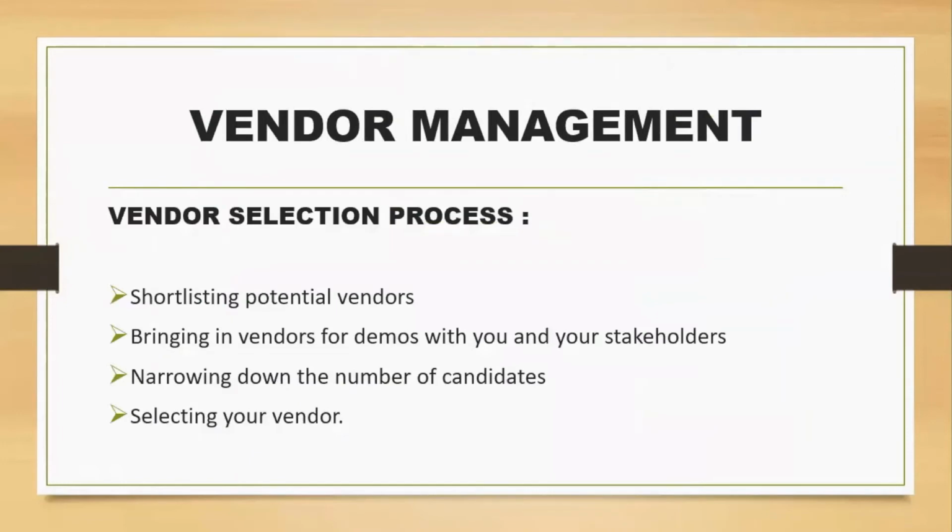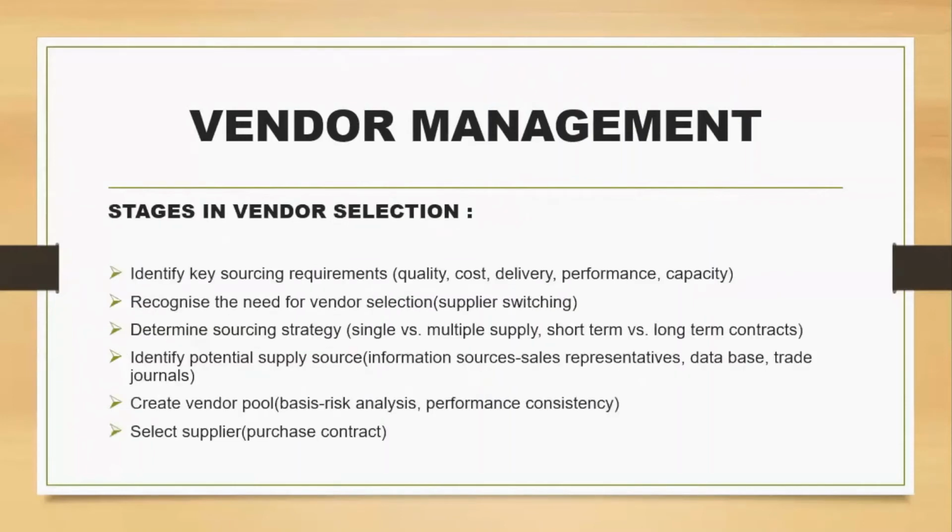The vendor selection process may include shortlisting the potential vendors, bringing in the vendors for demos with the various stakeholders, narrowing down the number of candidates, and then finally selecting the vendor who you find most appropriate for your organization. An in-depth study about the stages while selecting the vendor gives us the following points.